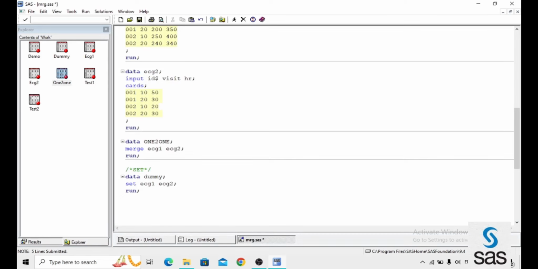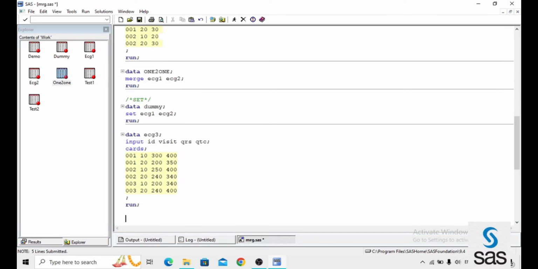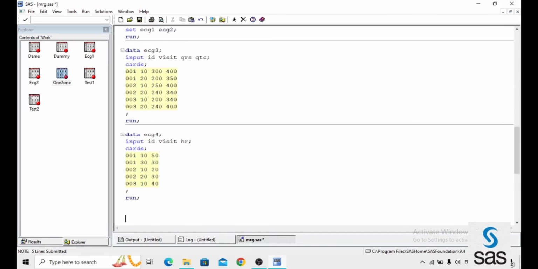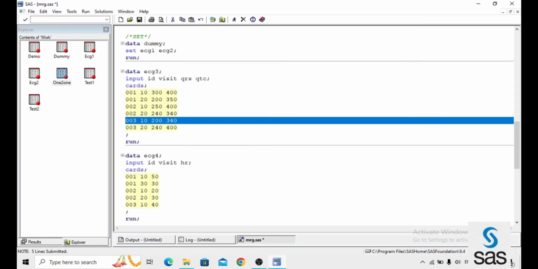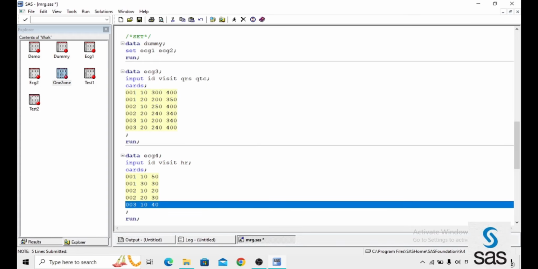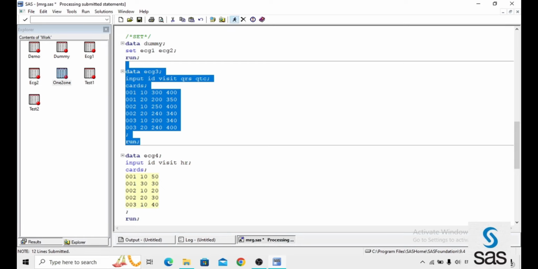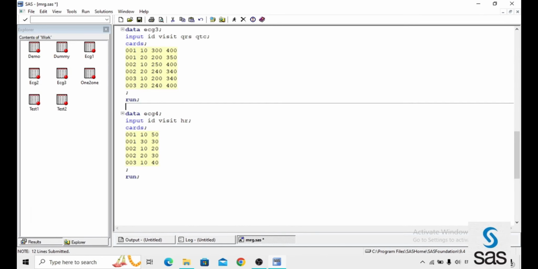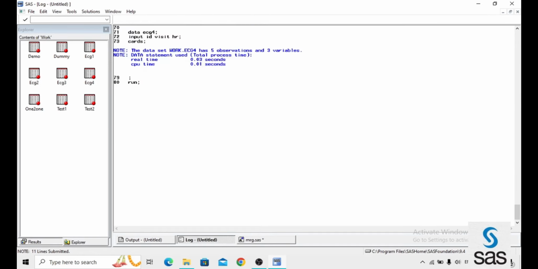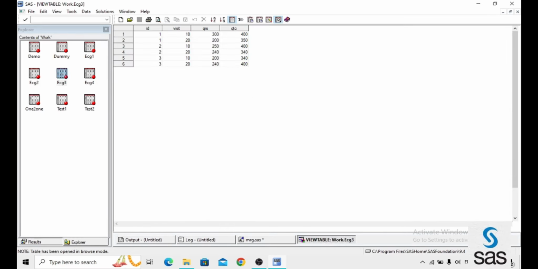For the next one, I am creating another two data sets. I named them ECG3 and ECG4. Same observations, but what is the difference? I am adding 3 and 3 here, but here we have only 1 and 3. There is a reason for this. First we run ECG3. Yes, ECG3 is successful. And the next one is ECG4. ECG4 is also successful.